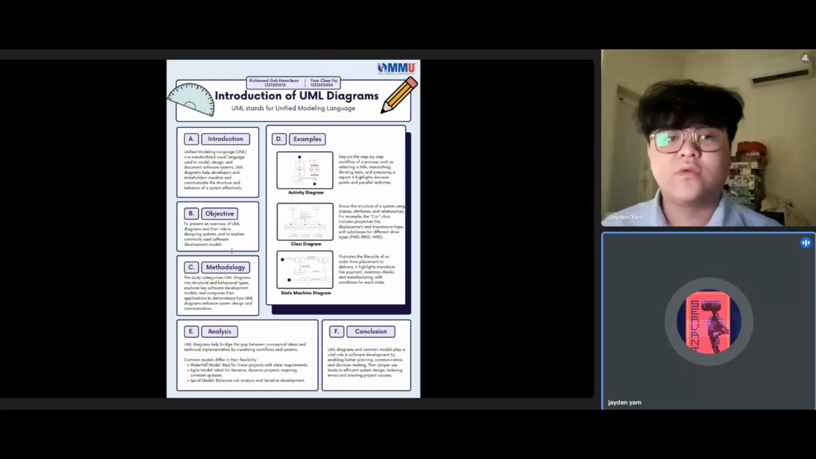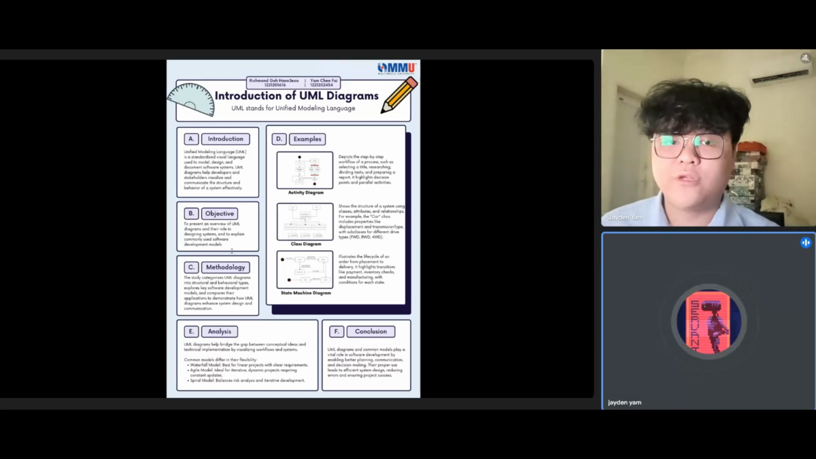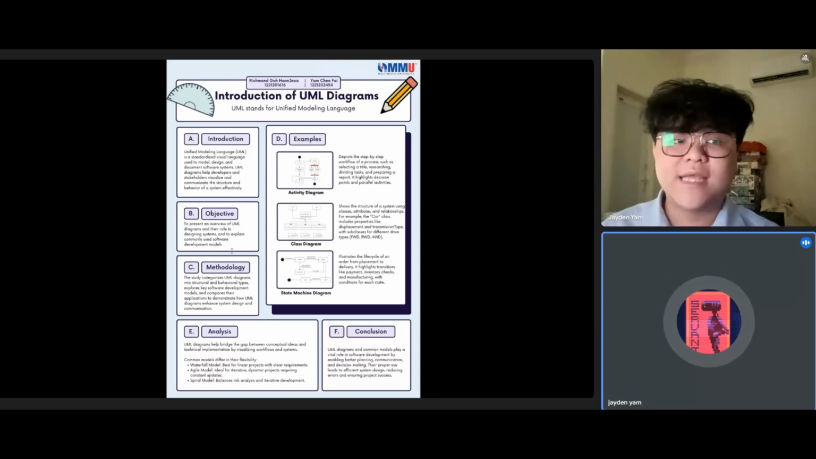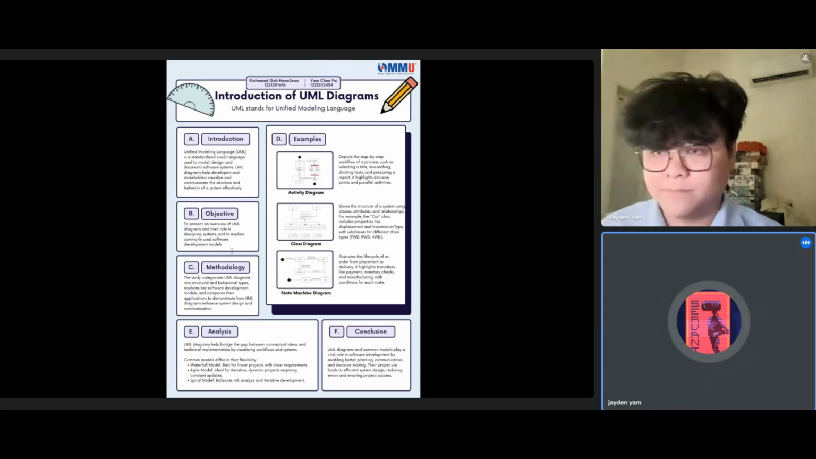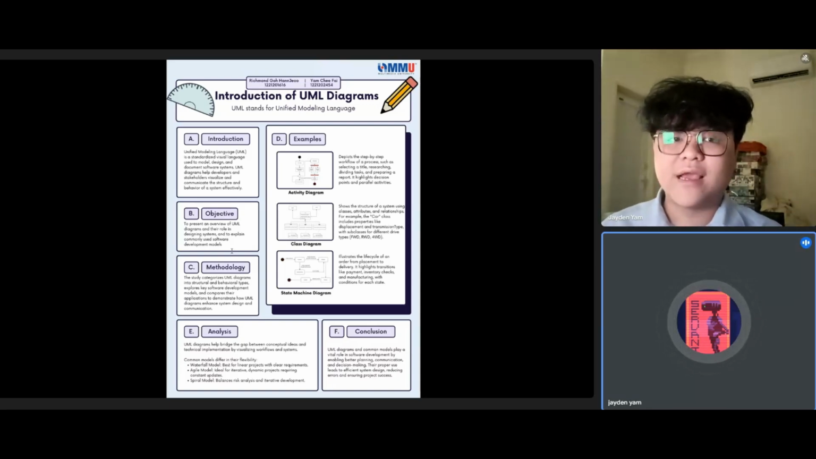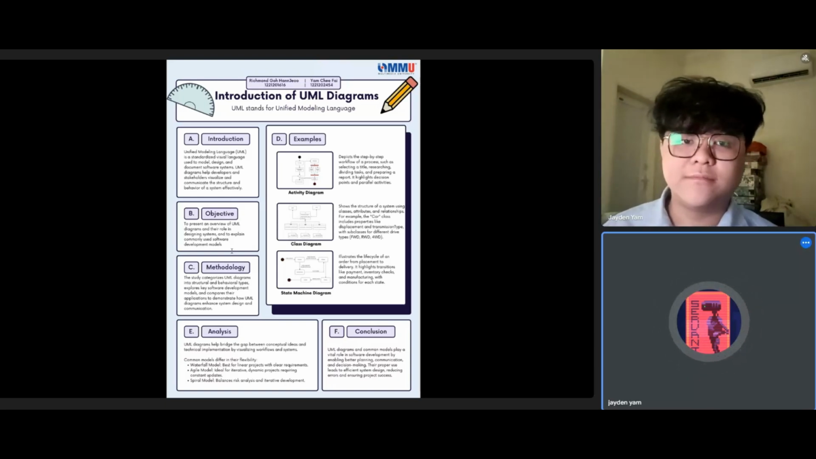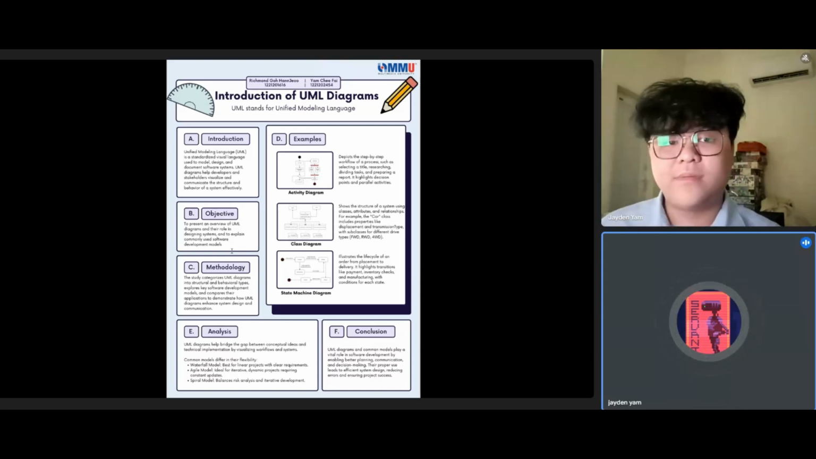So, moving on to the analysis. UML diagrams are very powerful tools to bridge the gap between abstract ideas and technical implementations. They help teams visualize workflows, systems, and processes to make it easier to identify problems early in the design phase.